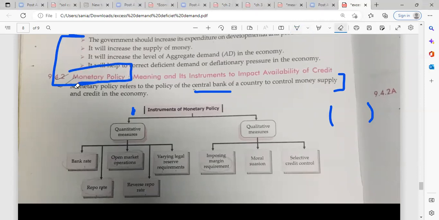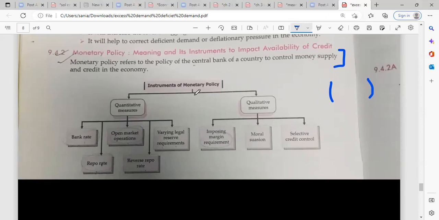You will write monetary policy. What is monetary policy basically? See, monetary policy refers to the policy of the central bank of a country to control the money supply and the credit in the economy. So this is going to be your monetary policy. Over here, I'm not going to explain anything because we have already done it and you are not going to write anything. You are just going to make a box.